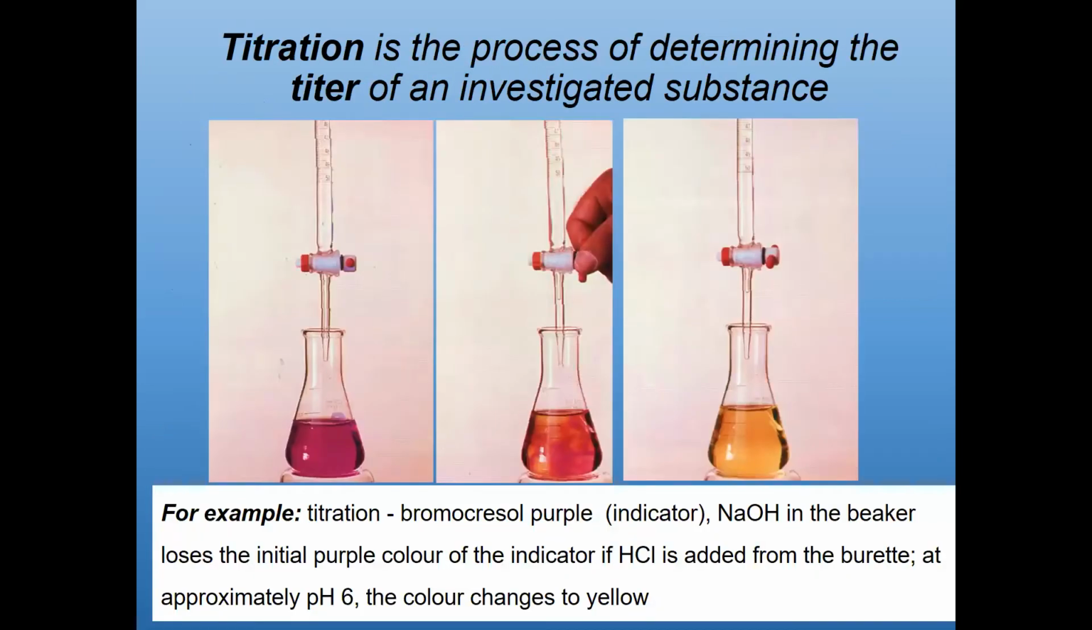Titration is a process of determining the titer of an investigated substance. For example, titration with the indicator bromcresol purple. Sodium hydroxide in the beaker loses the initial purple color of the indicator when hydrogen chloride is added from the burette. At approximately pH 6, the color changes to yellow.